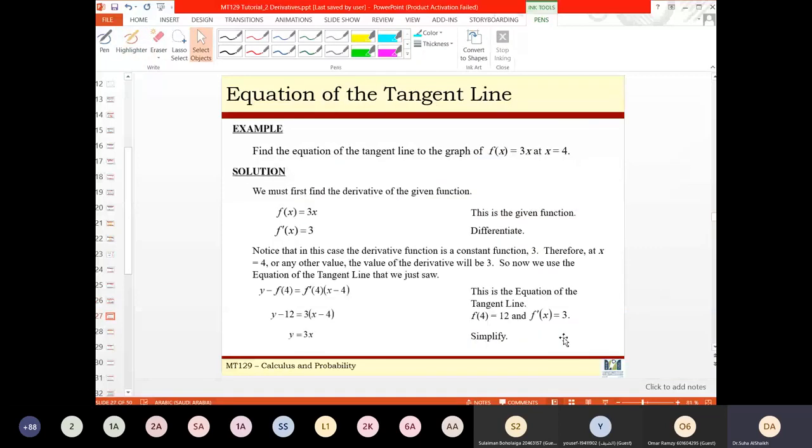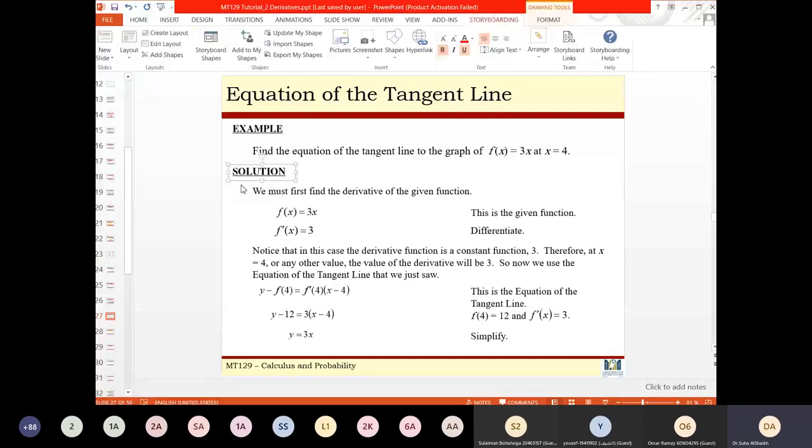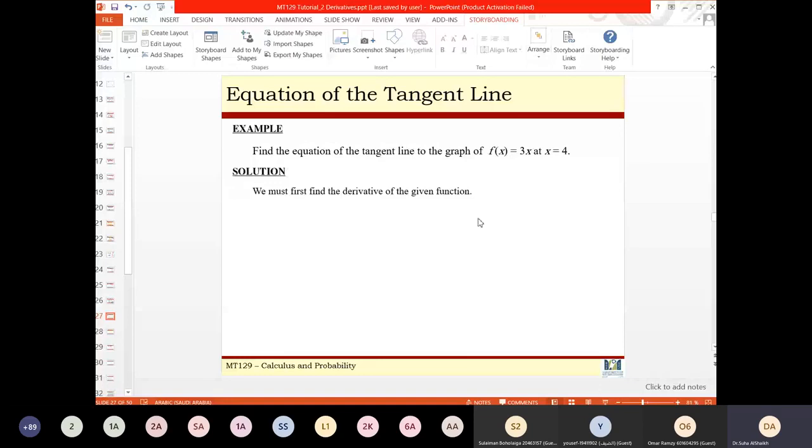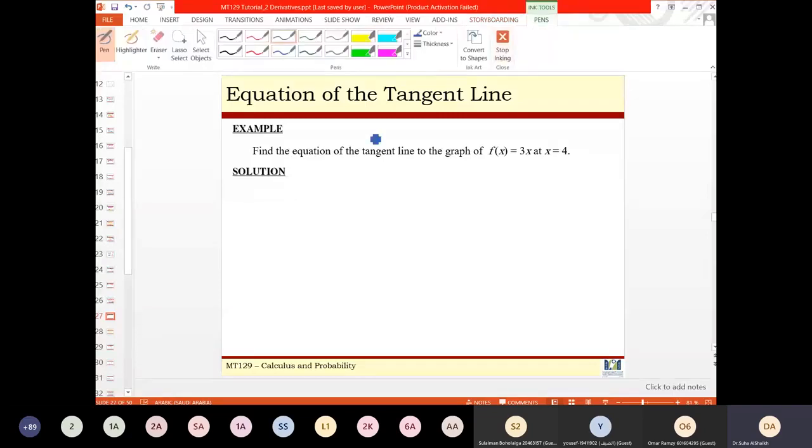Now we will have one more example here. Don't worry, we will do this a lot. So here we go. The last half hour of the class, we will do small revision. So check this question. Find me the equation of the tangent line.